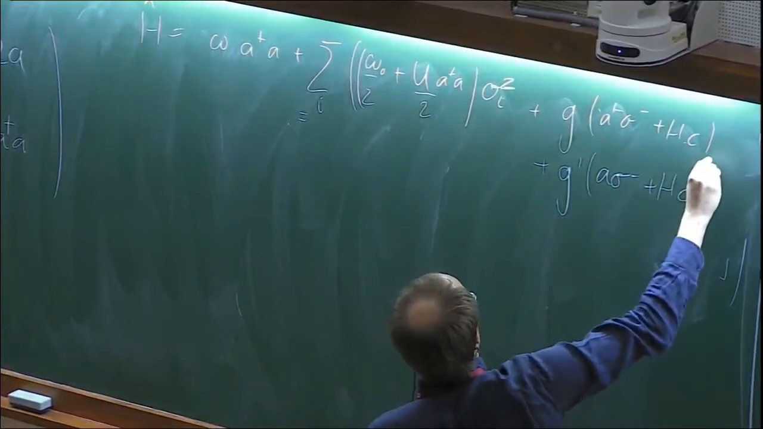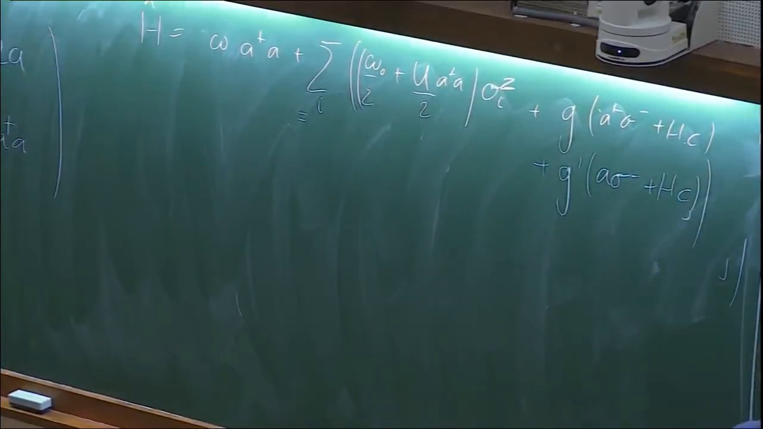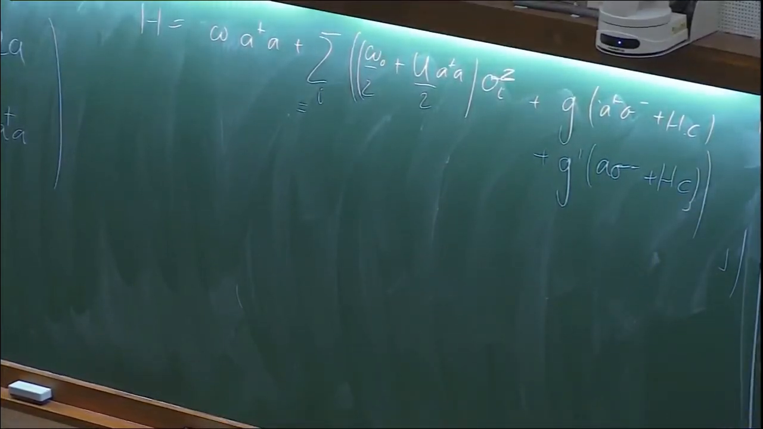And in principle, when you have two different drives controlling these two different transitions, you could separately tune the values of each of these parameters on their own. And so actually you can realize the Tavis-Cummings model, and you can realize the Dicke model, and you can realize a whole family of models with different g and g prime. And also, I should note, in this model, to some extent, every parameter is tunable.